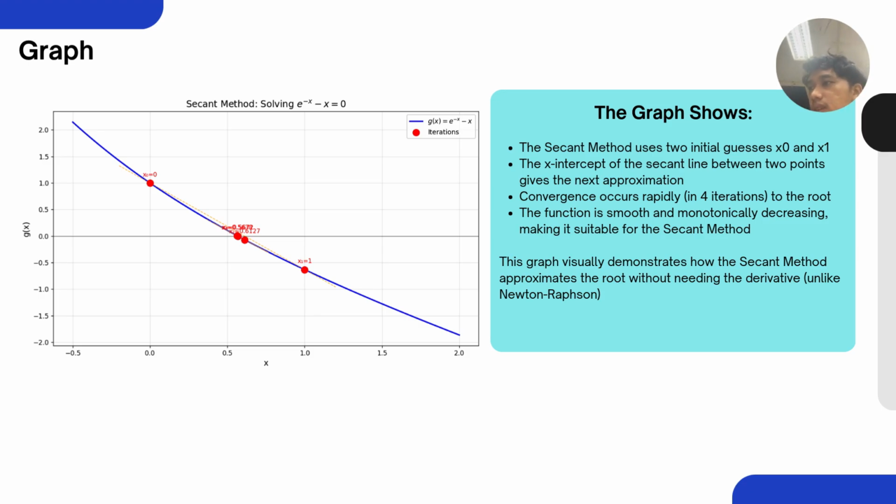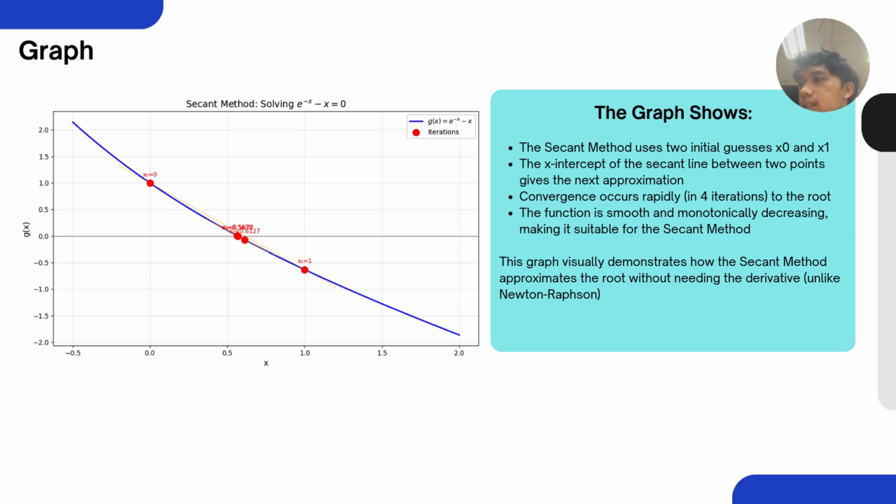Next, in this slide, we explain the graph of the secant method visually. This graph shows how the secant method works. The blue curve represents the function g(x), and the red points show our successive approximations, and each new point is found by drawing a secant line between two previous points and finding where it crosses the x-axis.